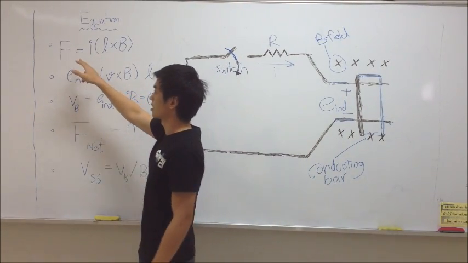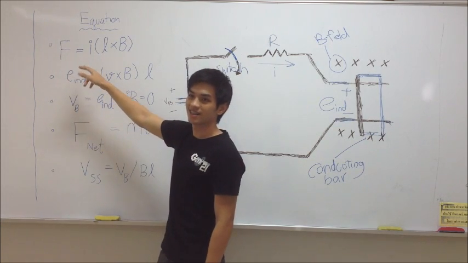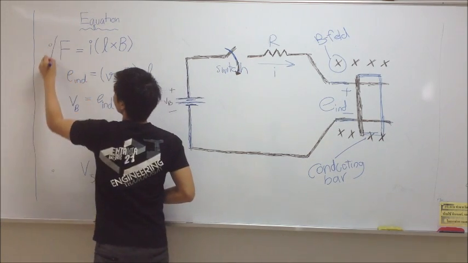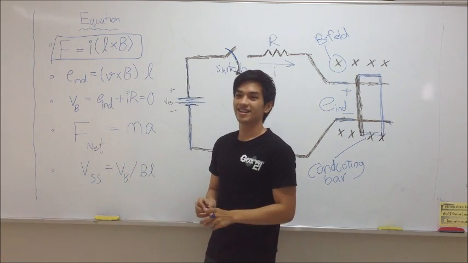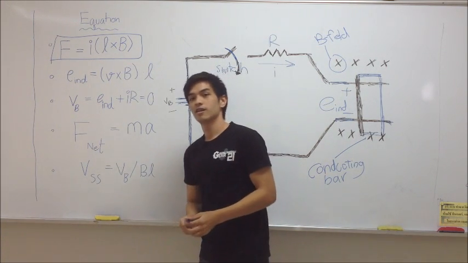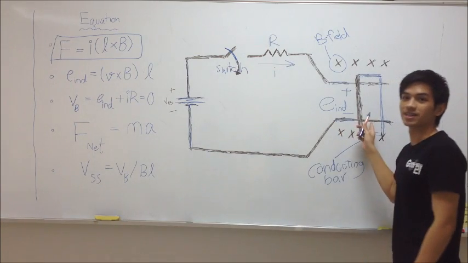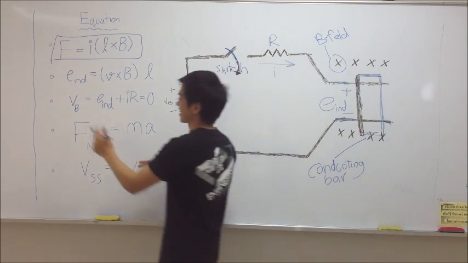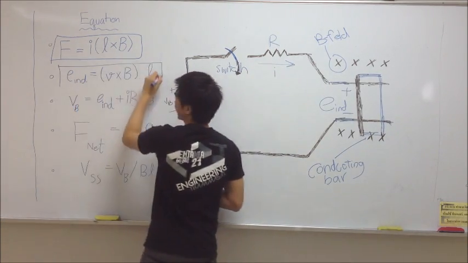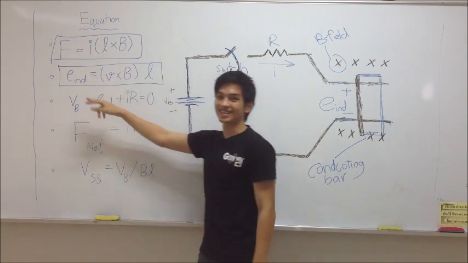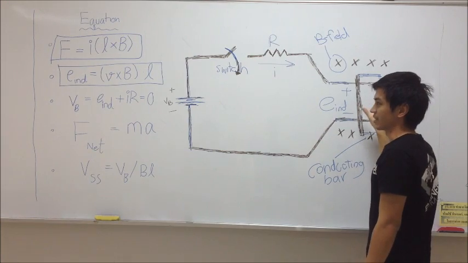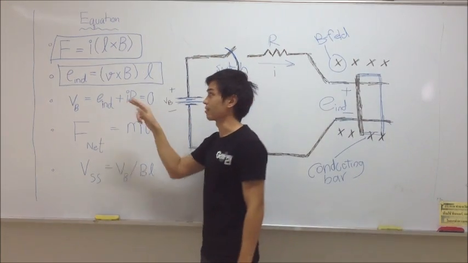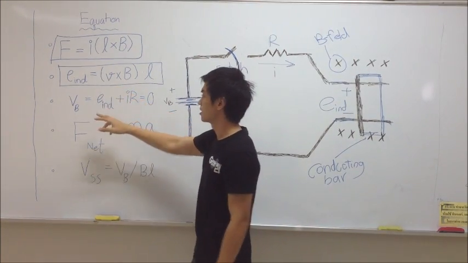Firstly is the equation of what is it, Chusen? What is this equation? Force on a wire in magnetic field. Force on the conducting wire, the same thing, right? Yes. Okay. And secondly is the voltage induced, as I said earlier, as the conducting bar moves through the magnetic field with velocity v.